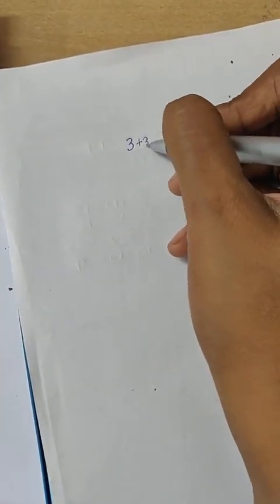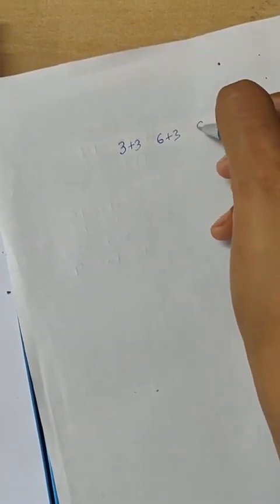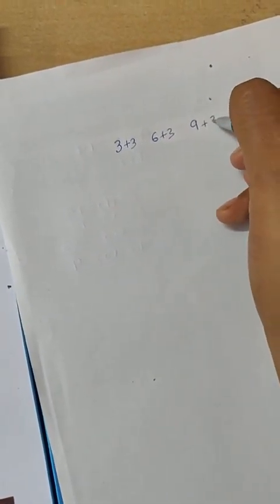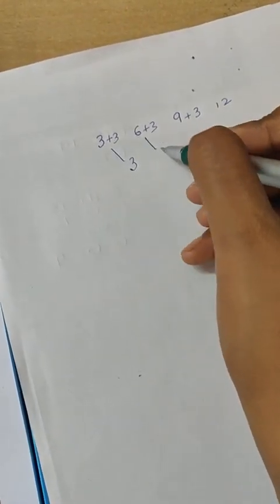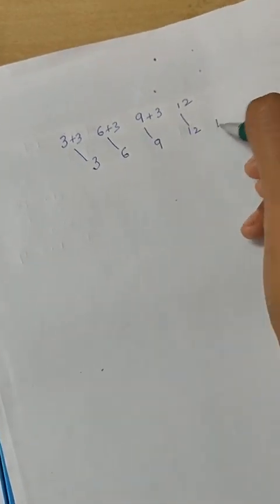Suppose you are adding 3. Start with 3, and after that you add 3 to 3, you get a 6. Again you add 3 to 6, you get a 9. Again you add 3 to 9, you get a 12 and so on. So if I just observe, from here we are getting 3, from here we got 6, here we got 9, here we got 12 and the next number will be 15.